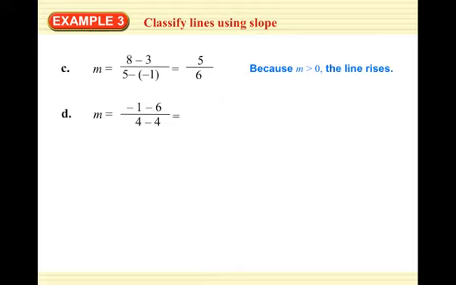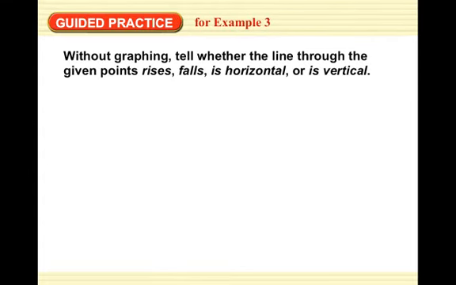And finally, for part D, we've got negative 1 minus 6 over 4 minus 4, so that's negative 7 over 0. 0 on the bottom can't survive. Just like if you blew a bubble and you drop something on top of it, it's going to pop. So when you've got a 0 on the bottom, the whole thing pops. It's undefined. Because m is undefined, the line is vertical. Okay, undefined slope is for a vertical line.